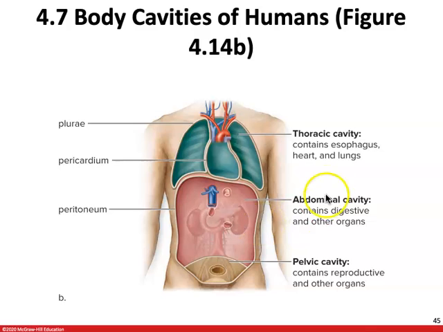All right, so here's just an overview of those ventral cavities. We have the thoracic cavity. The thoracic cavity is going to contain the esophagus, heart, and lungs, and then we also have the abdominal cavity. This is going to contain our digestive and other organs. The pelvic cavity down here is going to contain the reproductive and other organs as well.